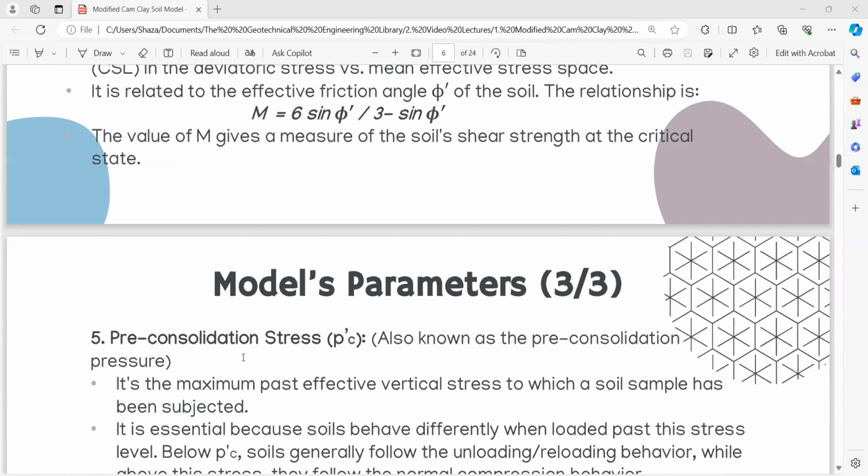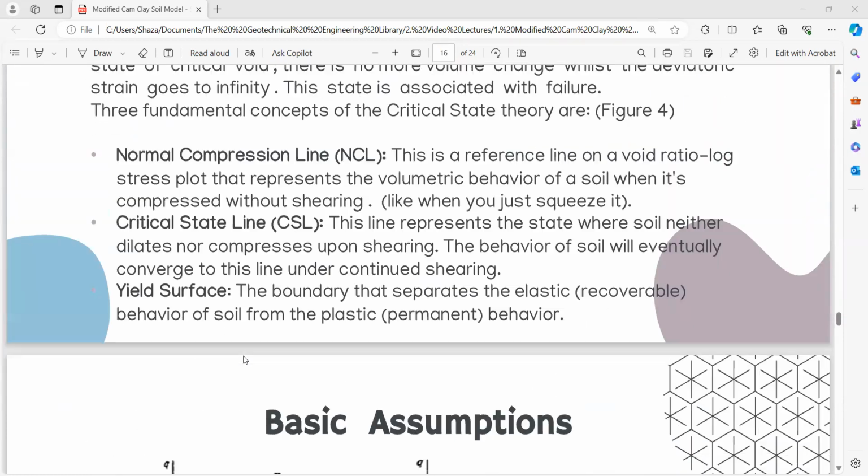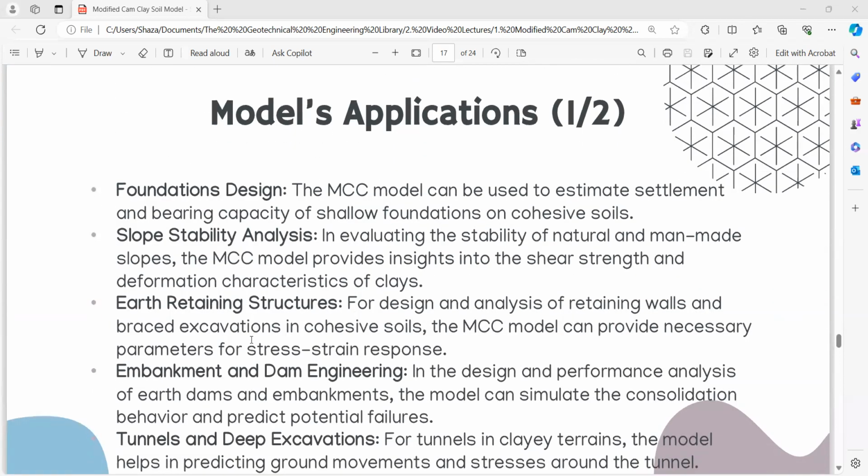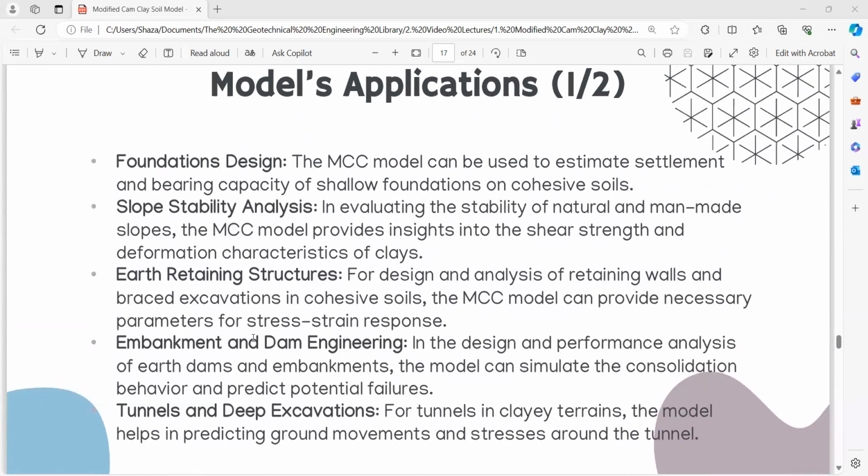Now, let's go to the applications of this model, where we can apply the Modified Cam-Clay model. It can be applied in any branch in geotechnical engineering. Starting from the foundation design, this model can be applied to estimate the settlements and the bearing capacity of the shallow foundations. It can also be used in evaluating the stability of the natural and man-made slopes by providing insights about the shear strengths and deformation characteristics of the clay.